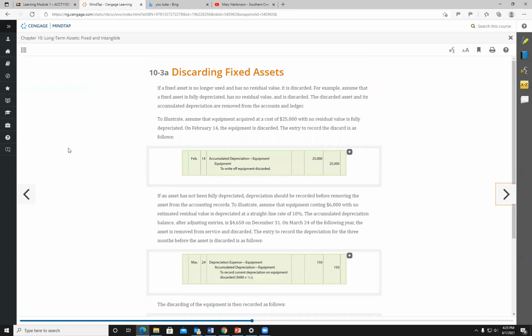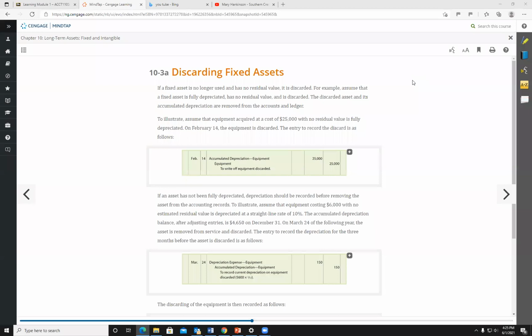So, discarding a fixed asset. Again, as we mentioned a minute ago, if a fixed asset is no longer used and has no residual value, it is discarded. For example, assume that a fixed asset is fully depreciated, it has no residual value, and is discarded. The discarded asset and its accumulated depreciation are removed from the accounts and the ledger.